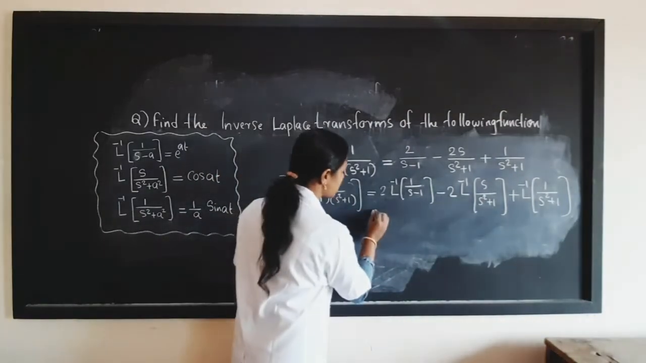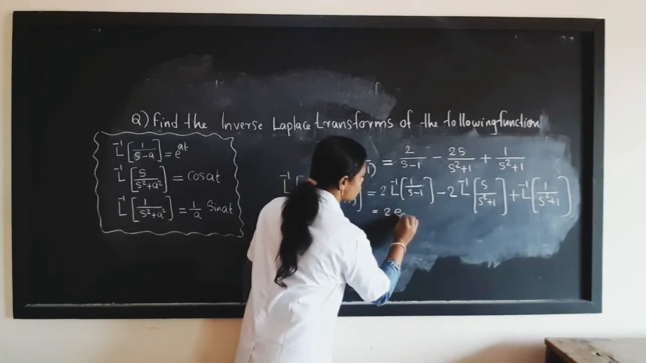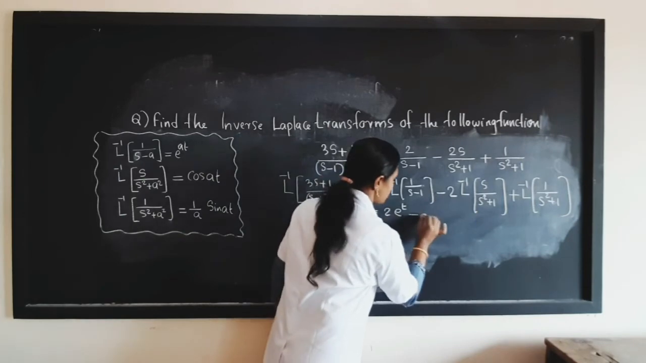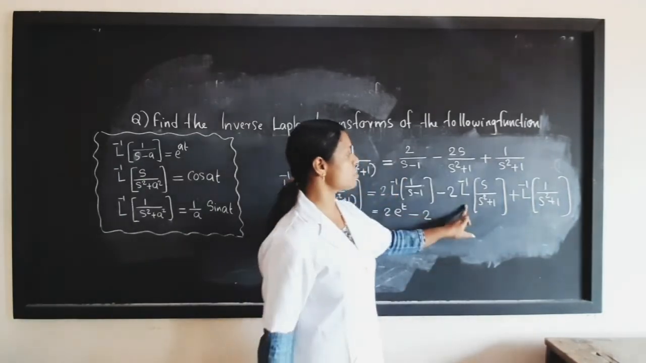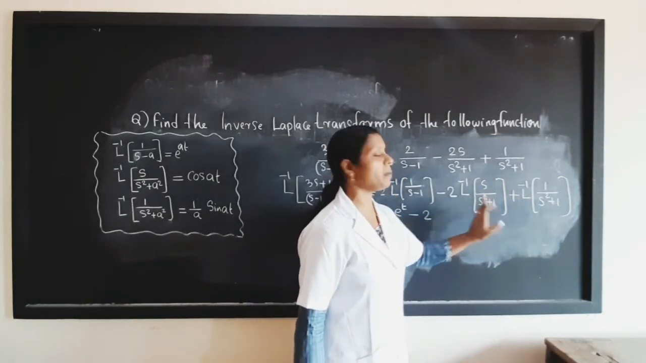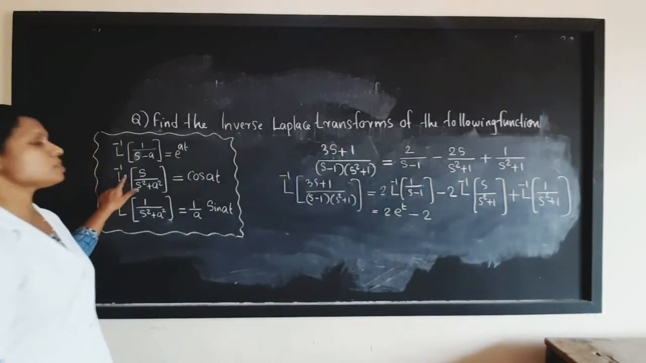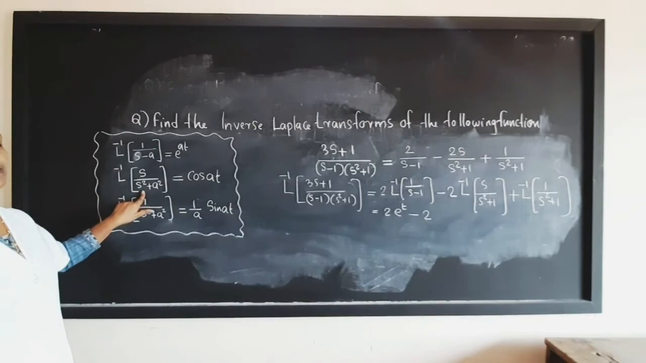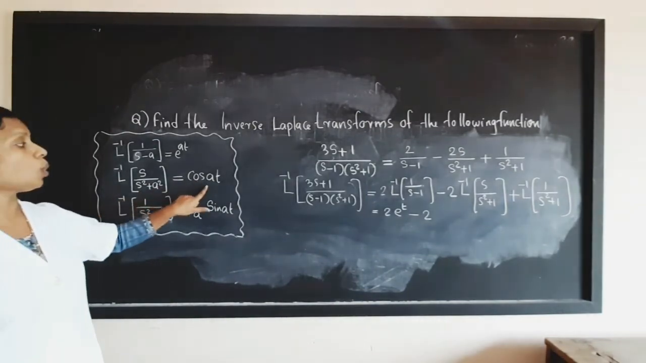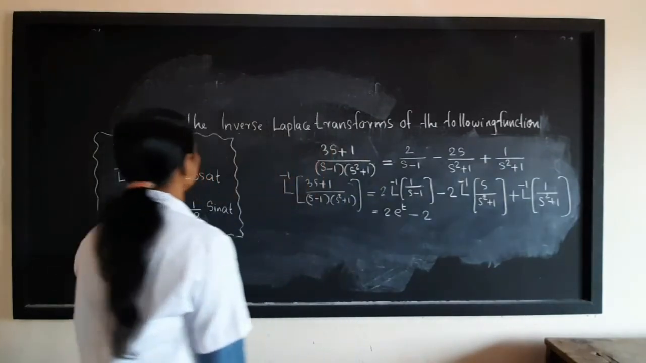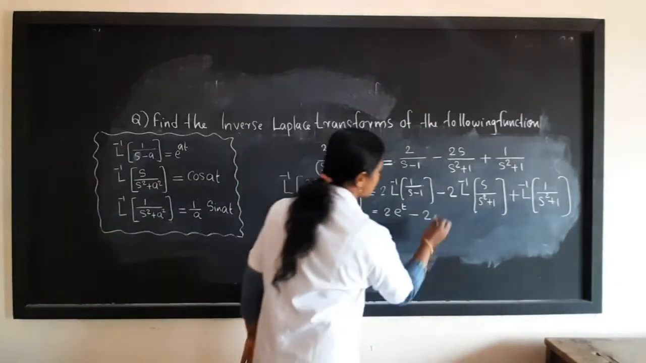So we write 2 into e^(at), that is 1t, e^t, minus 2 into L inverse of s/(s² + 1), that is 1². We know that L inverse of s/(s² + a²) is equal to cos at. Here a is equal to 1. So we write cos 1t, that is cos t.